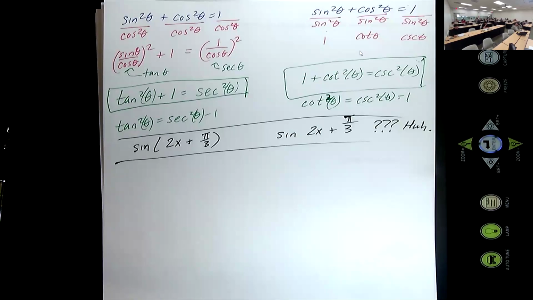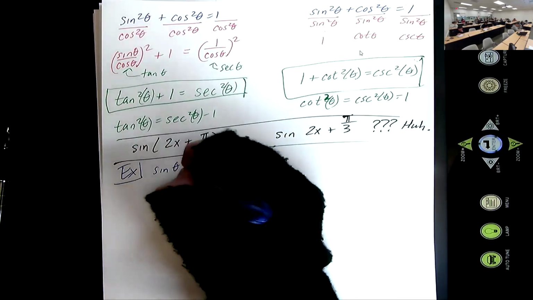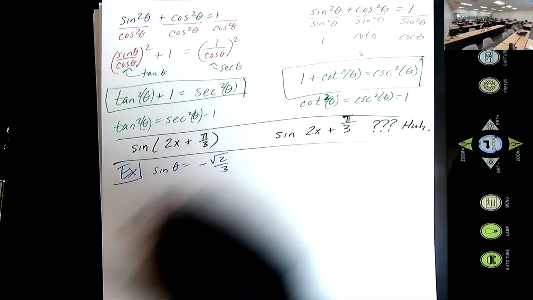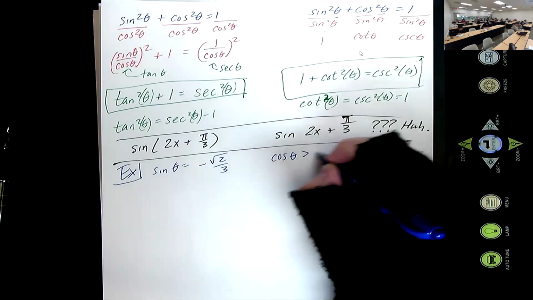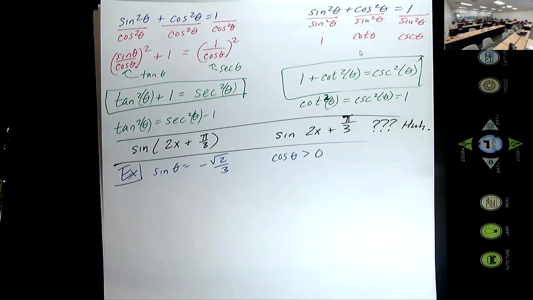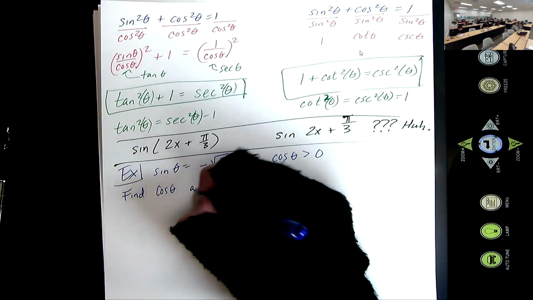So let's say we know sine of theta equals negative square root of 2 over 3, and we know cosine of theta is greater than 0. We're going to find cosine theta and tangent theta.